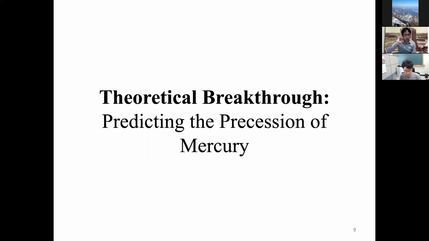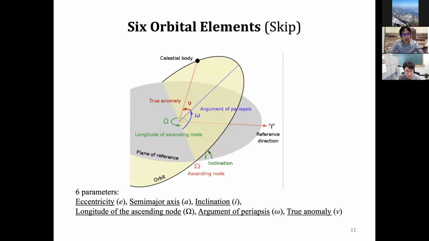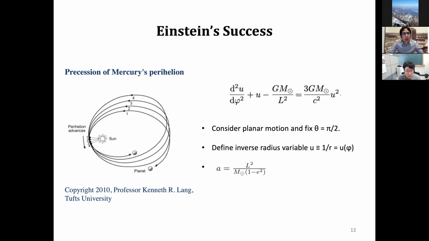Okay, so first let's start with the theoretical breakthrough that happened a long time ago. People predicted the precession of Mercury. A long time ago, someone called Einstein had this idea of general relativity. And then he predicted that there is a new term that has to be added to the differential equation. So let me quickly explain what this differential equation is.